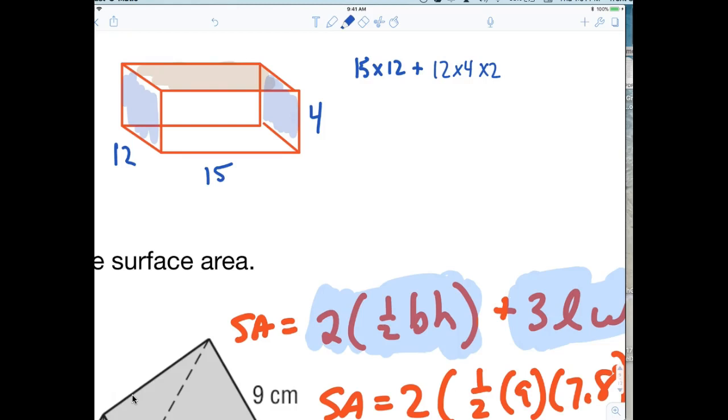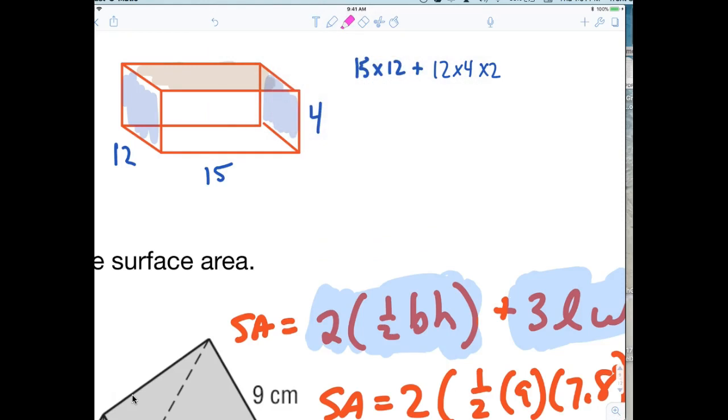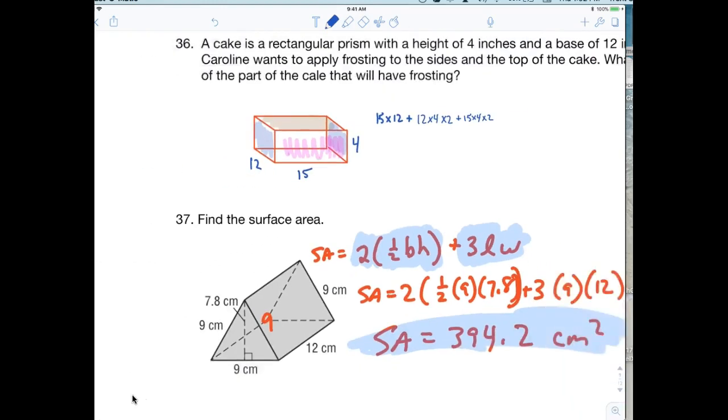All right. Now I need the front wall. So I'm going to do the front wall here. What's the front wall? What's that measure? 15 by 4. And how many walls? 2. Now, does everybody understand why there's no 2 walls for the top? Because we're not icing the bottom. All right? So now, somebody add that up for me real quick.